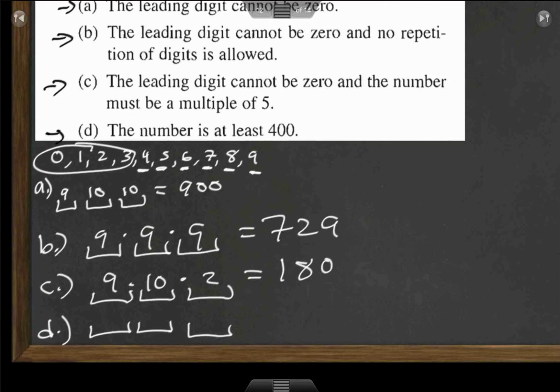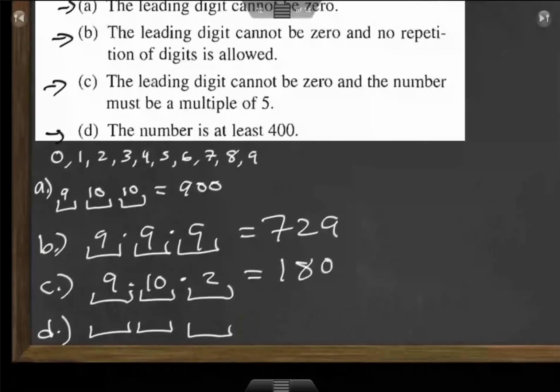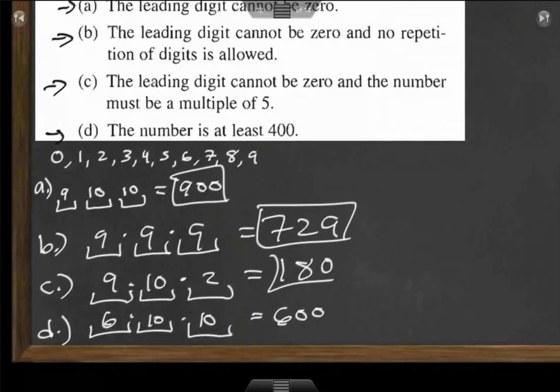So that's 1, 2, 3, 4, 5, 6 possibilities for our first one. And then after that, any digit can go there, and any digit can go there. So 6 times 10 times 10 is 600. That's your final answer. So we have 900 outcomes, 729 outcomes, 180 outcomes, and 600 outcomes.